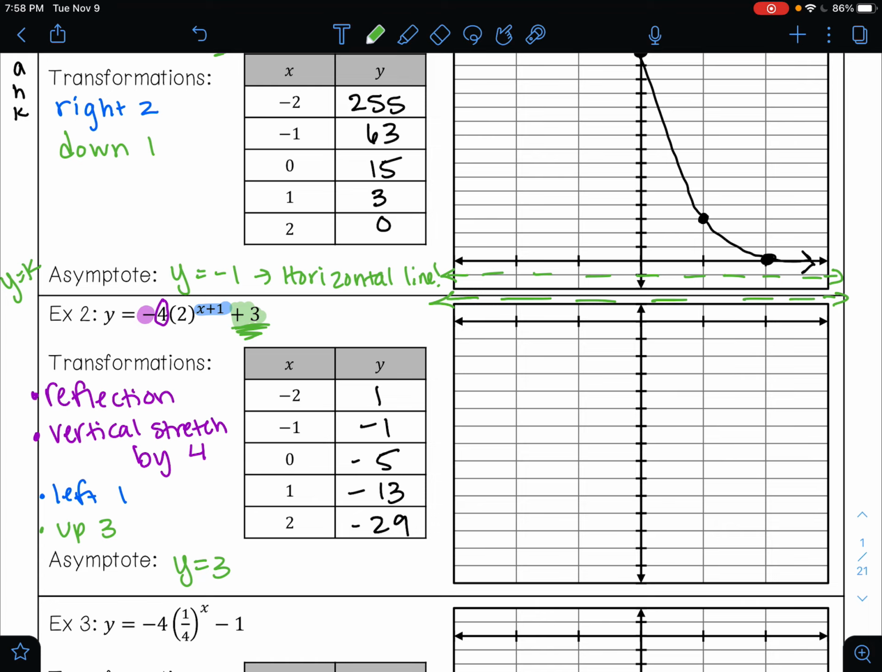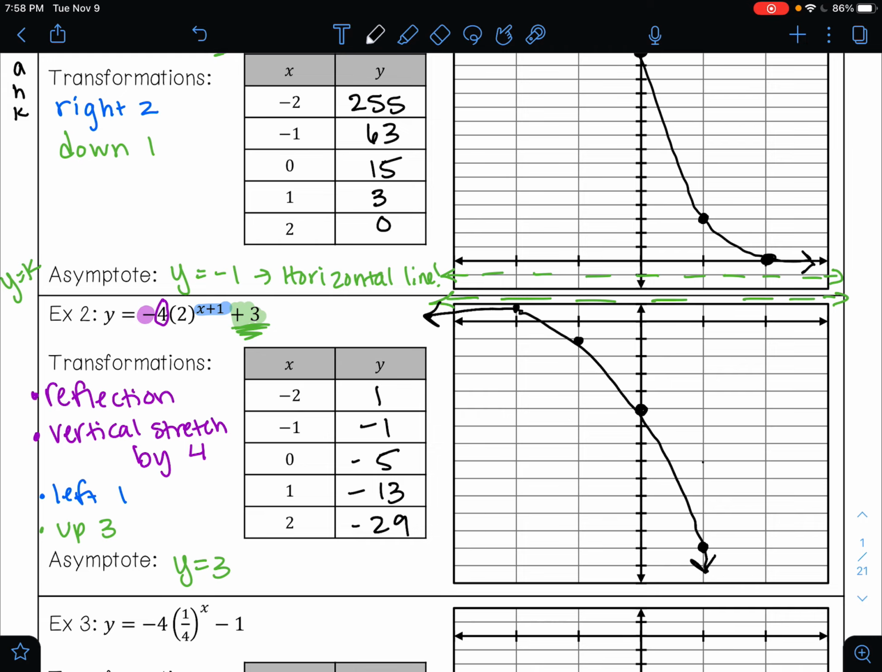And then I'm going to have -2, +1, -1, -1, 0, -1, 2, 3, 4, 5, negative or +1, -13, so 6, 7, 8, 9, 10, 11, 12, 13. And then negative or +2, -29 is not on my graph. So my graph is going to look something like this. Again, your curve gets very, very close to your asymptote, but it does not cross or touch it.